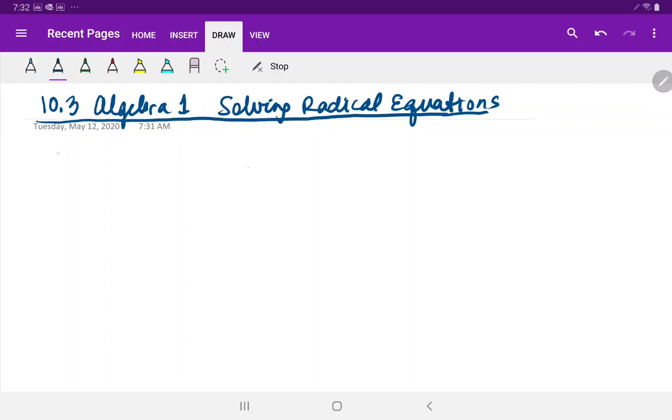So what that means is there's a square root already in the equation. So say you have the square root of x plus 3 equals 13. Or you have something like the cube root of x minus 6 equals 2. So you have a radical in the equation already. Before we've used radicals to solve equations, but we haven't had a radical in an equation. So let me start by showing you what to do on these two.